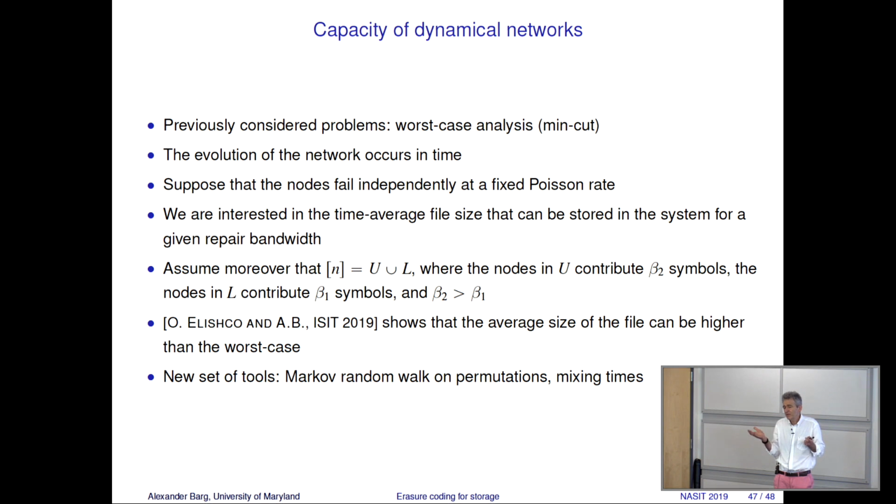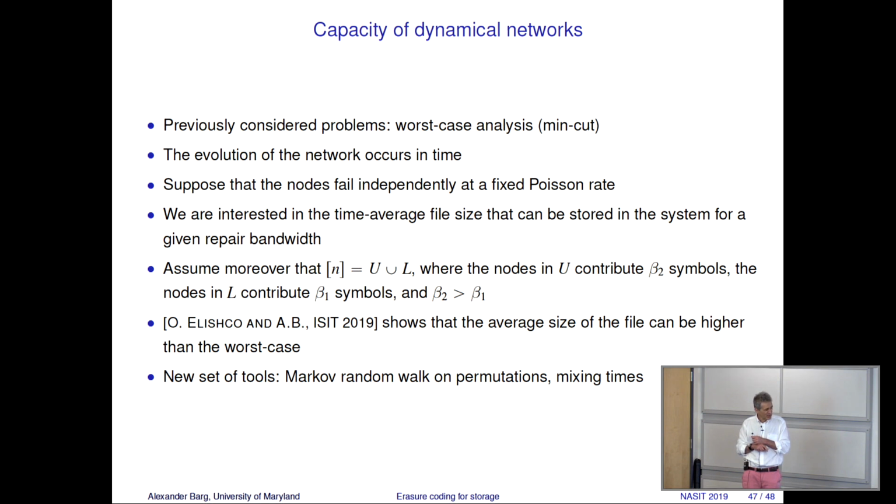What's the rate of that arrival? Well, that's commensurate with the failure probability in the network. And the question is now, what is the time average size of the file that you can reliably store in that network, given that stochastic process of failures? And it makes sense to assume that some of the nodes contribute more symbols to the file recovery than the other set of nodes, so upper and lower, to follow the mnemonics.